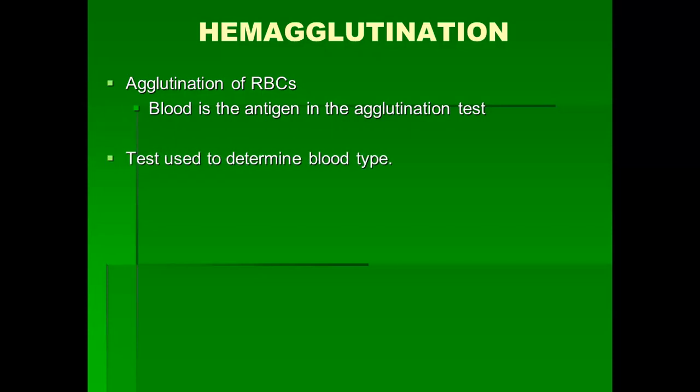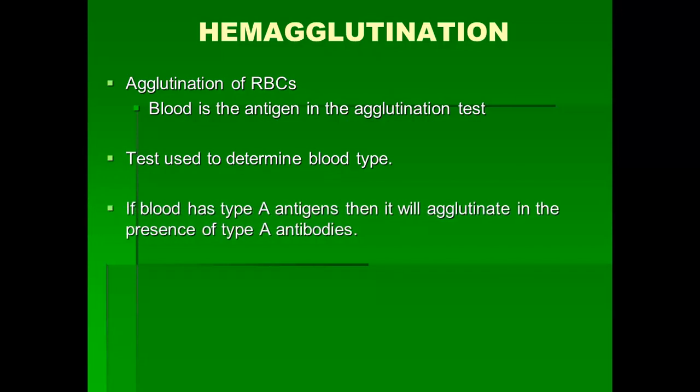Hemagglutination involves the agglutination of red blood cells. Blood is the antigen in the agglutination test. This helps us to determine blood type. If the person has type A antigens, then it will agglutinate in the presence of type A antibodies. So blood cells are agglutinated due to antigens that are present in the blood.